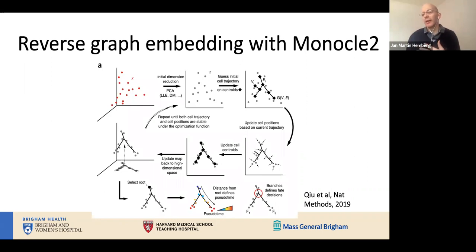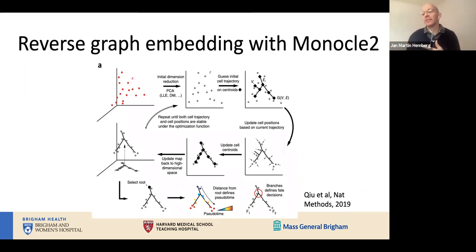One drawback of not just Monocle 2, but most of these methods for doing this is that they're not directed. So they can't tell you where the process starts, and which is the starting point and which is the end point.